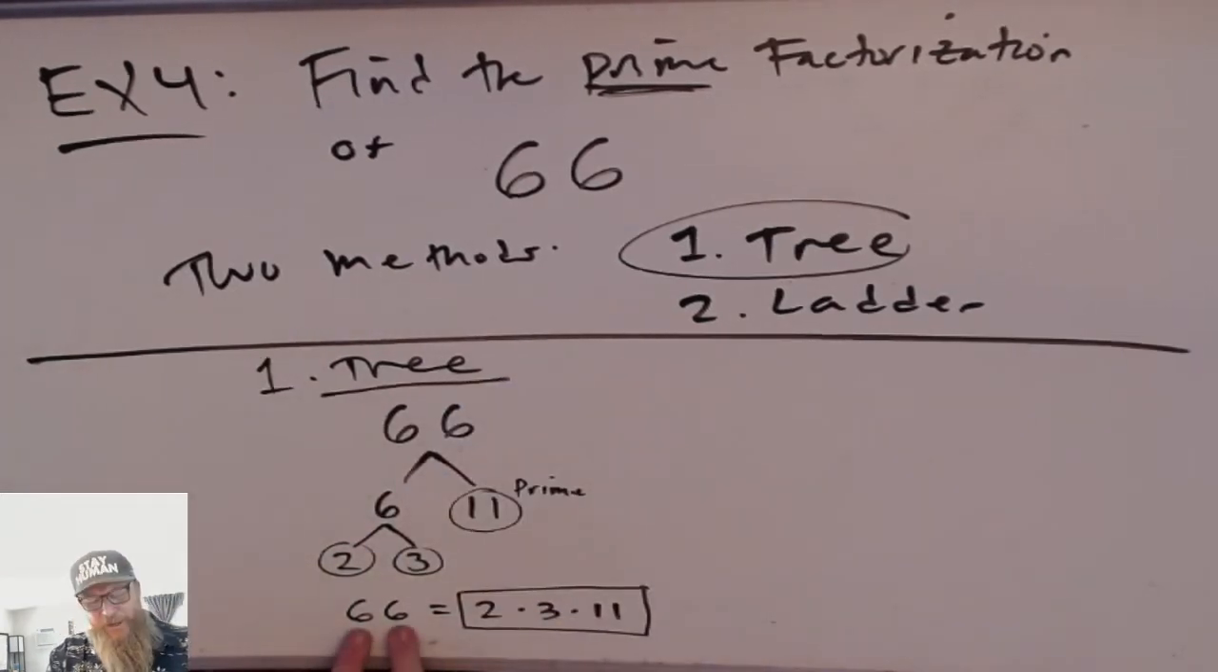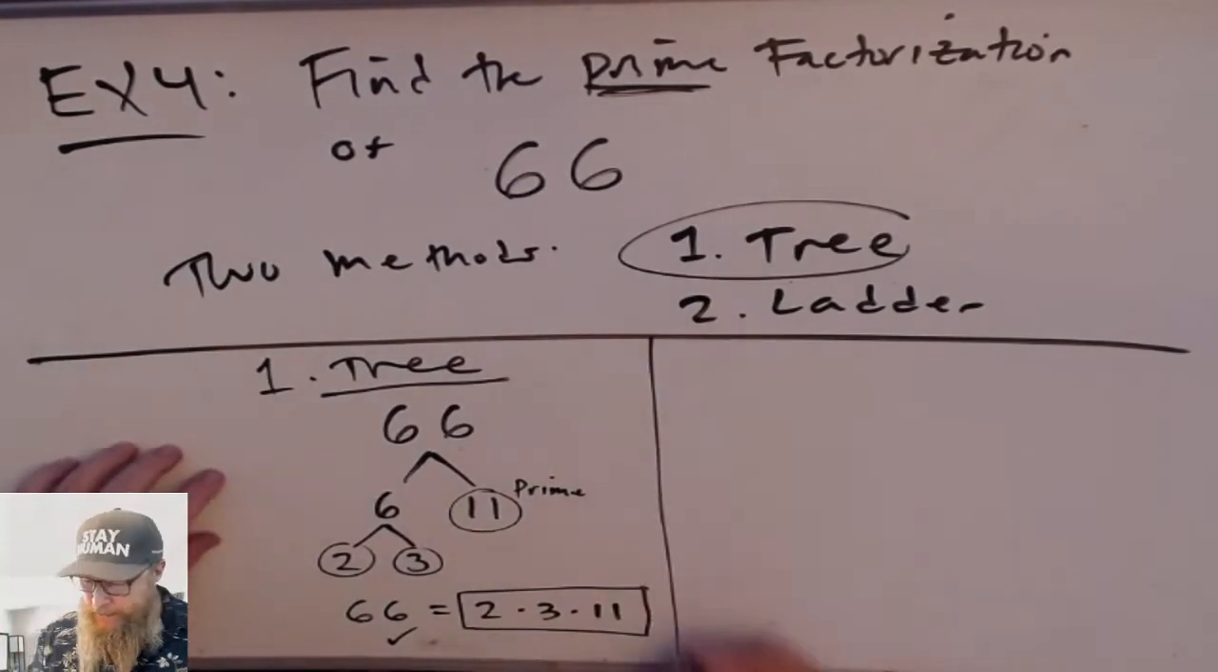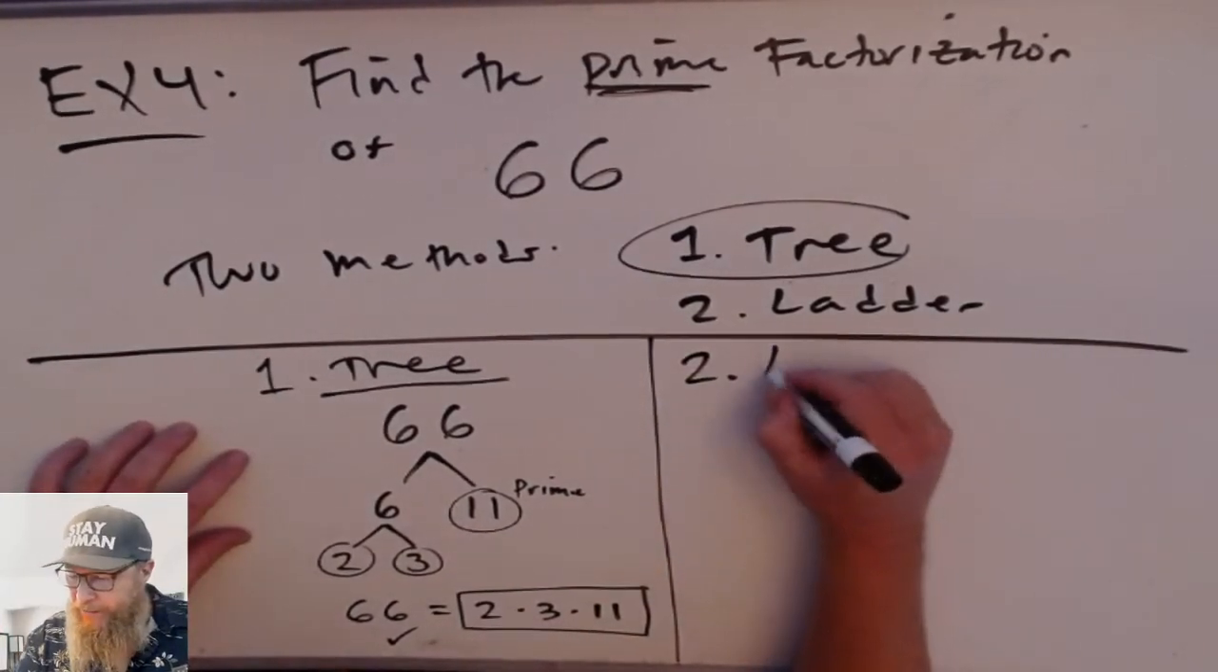I don't think you'll be writing the 66. That'll already be there, or the question will be there like that. So I'm just telling you that this is an equivalent. If you want to check your answer, you better get 66. Check. Okay. All right. The other method is the ladder.